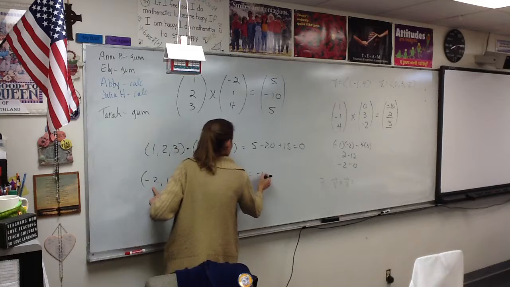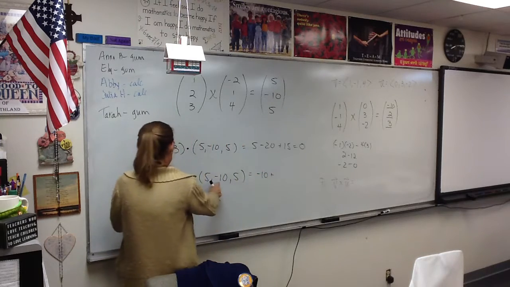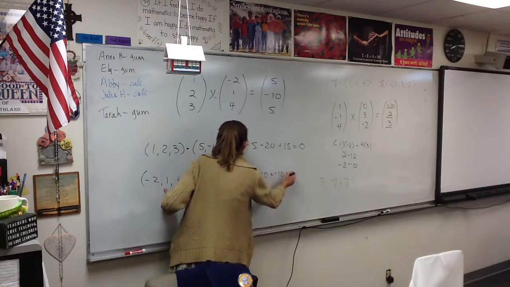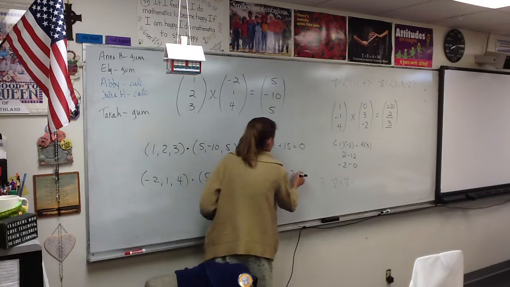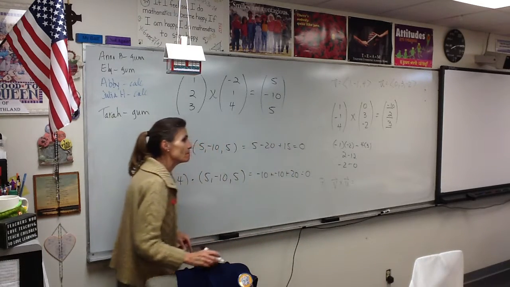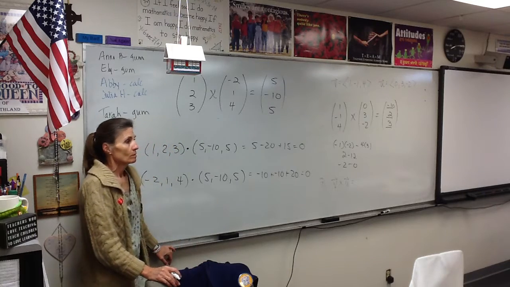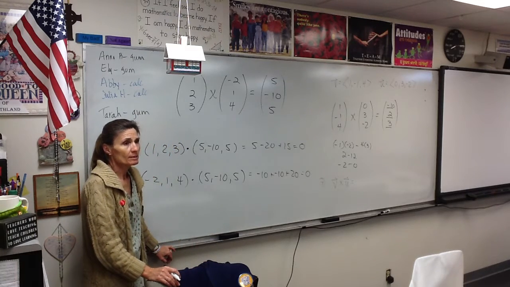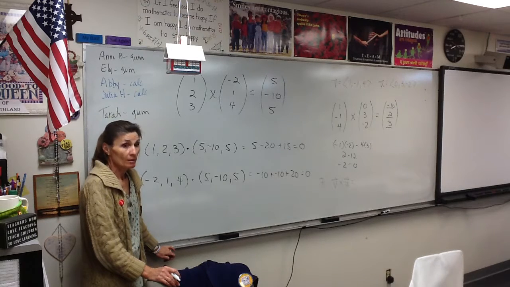Okay, here I get negative 10, and 20. What's that equal? What's it mean when the dot product equals 0? They're orthogonal, they're perpendicular, they're orthogonal. So look what happened, kids.